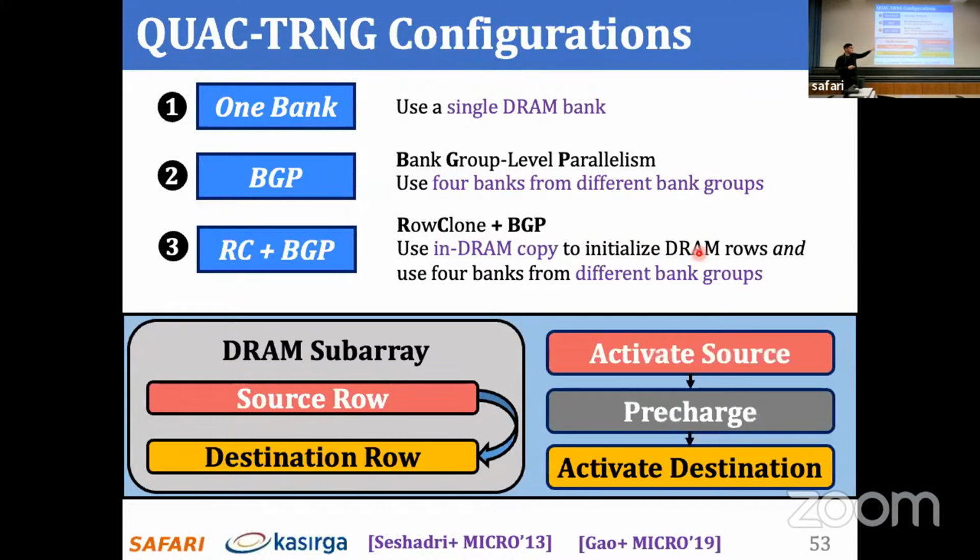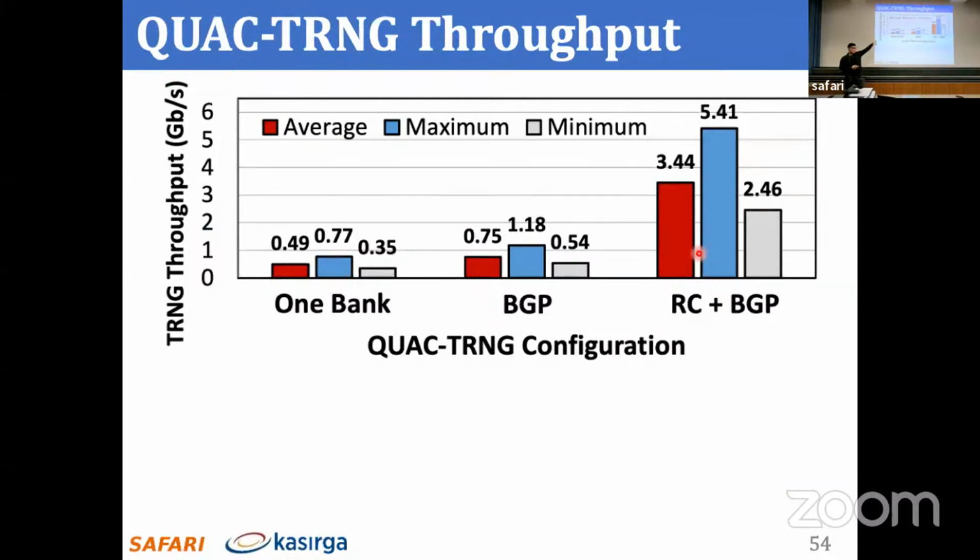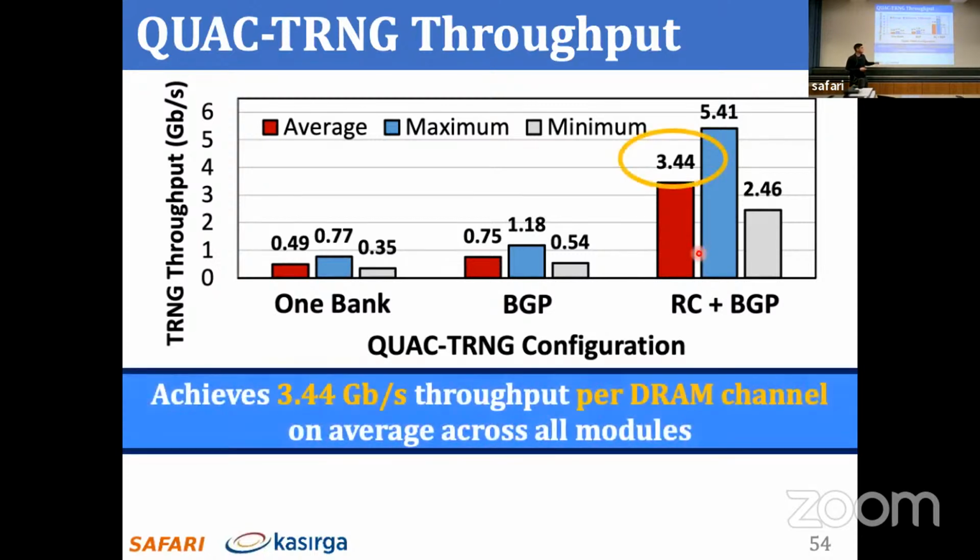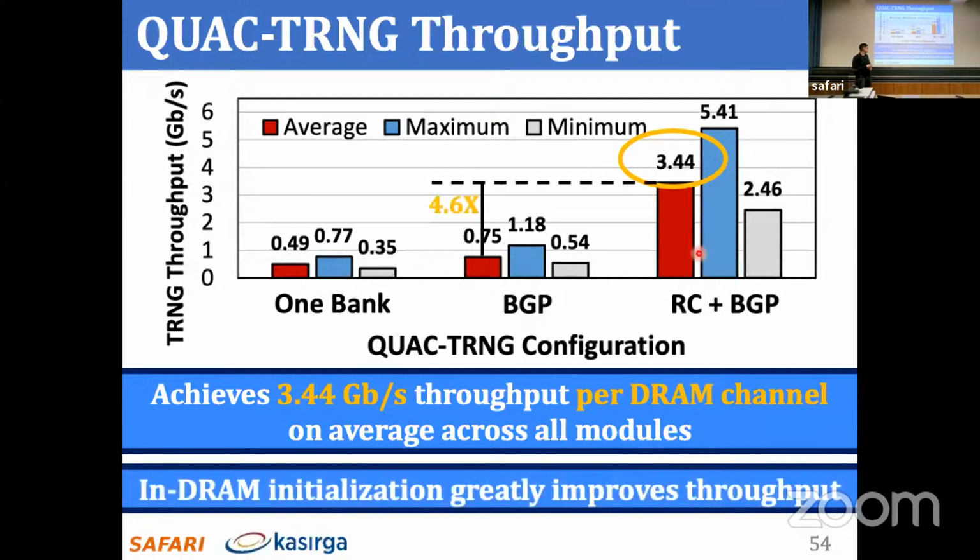And to do that, we use previously described activate, precharge, activate command sequences in the Compute DRAM paper from MICRO 2019. So this is a plot that shows you the QUAC-TRNG throughput for 3 different configurations on the x-axis: the maximum, minimum, and average across all modules. We see that we achieve on average 3.44 gigabits per second throughput per DRAM channel. And DRAM initialization provided by RowClone greatly improves the throughput of QUAC-TRNG.